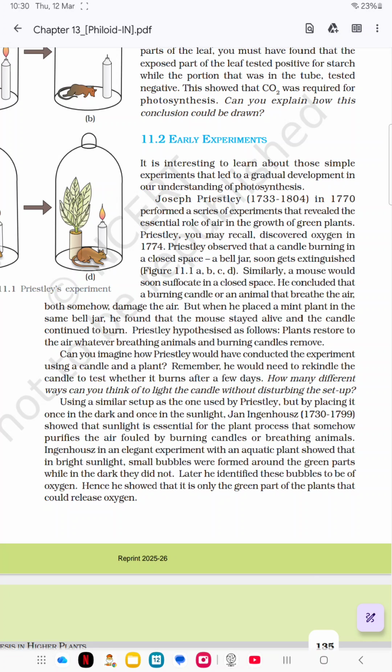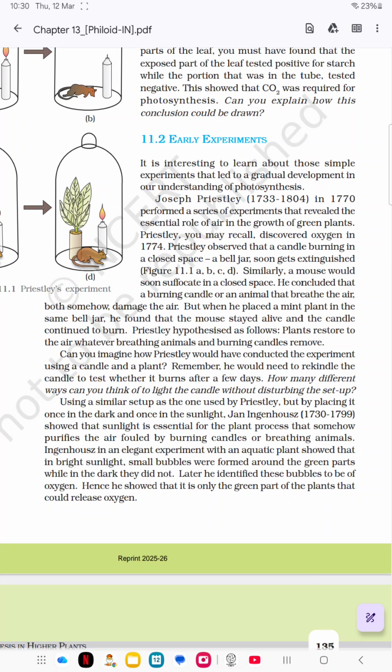When he placed a mint plant in the same bell jar, he found that the mouse stayed alive and the candle continued to burn. When he placed the mouse without the plant, the mouse died. But when he placed it with the plant, the mouse stayed alive, and the candle continued to burn. Plants restored to the air whatever breathing plants and animals removed.